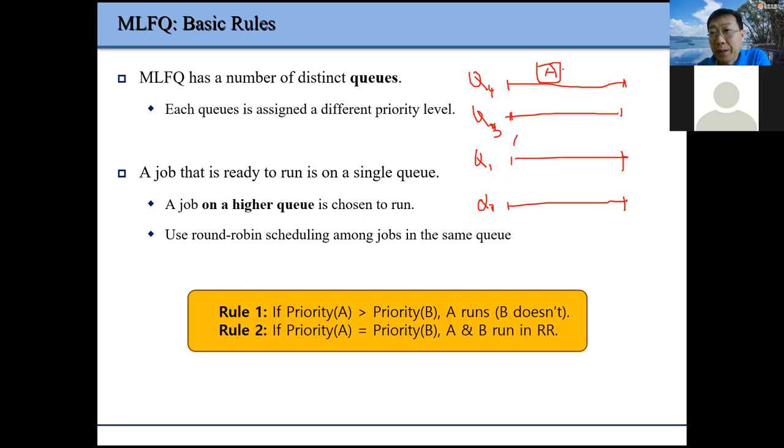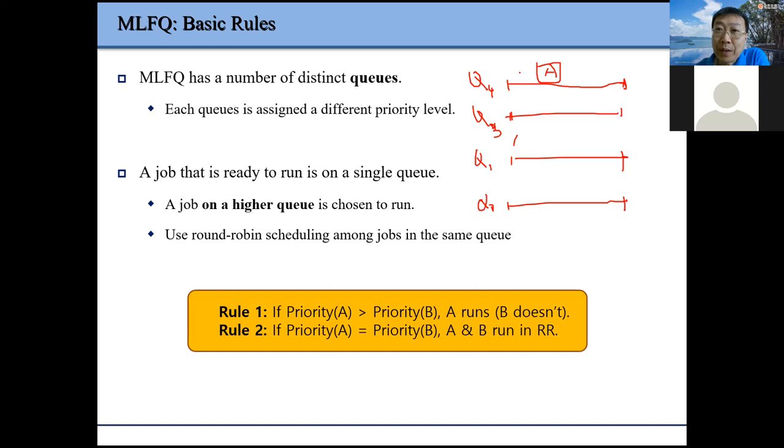Then we assign a time slice here because we assume this job will be finished in a very short time. The reason is that we put this job onto the topmost queue because we assume it is the shortest job. However, it may not be the shortest job. This process may not be finished if I give a very short time slice.